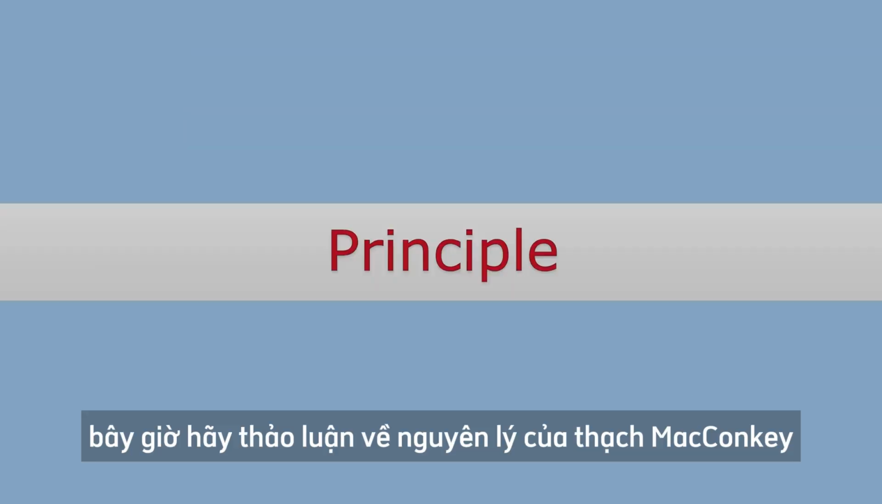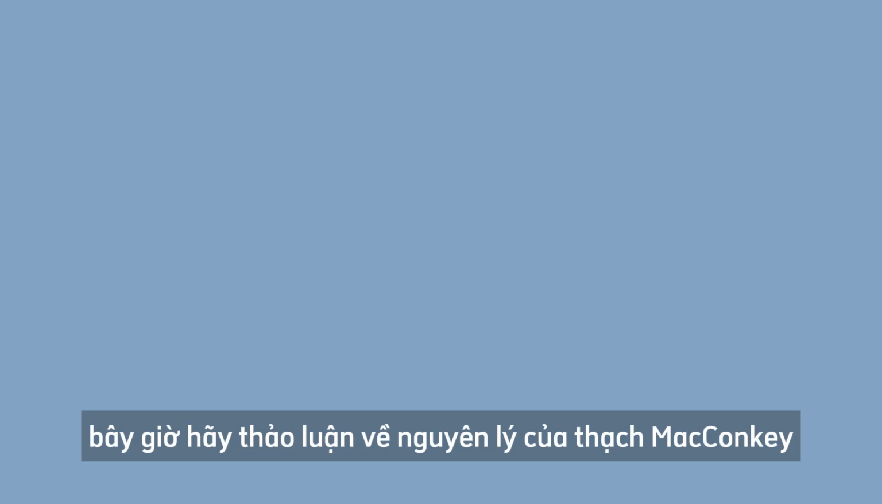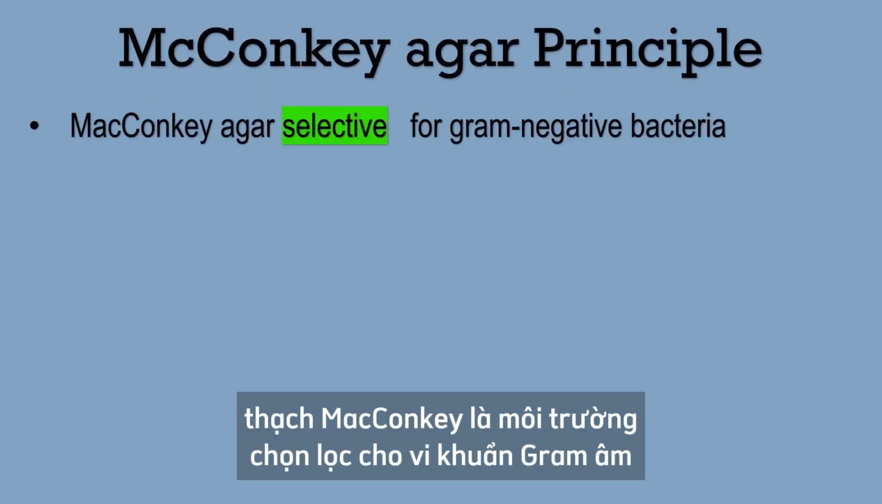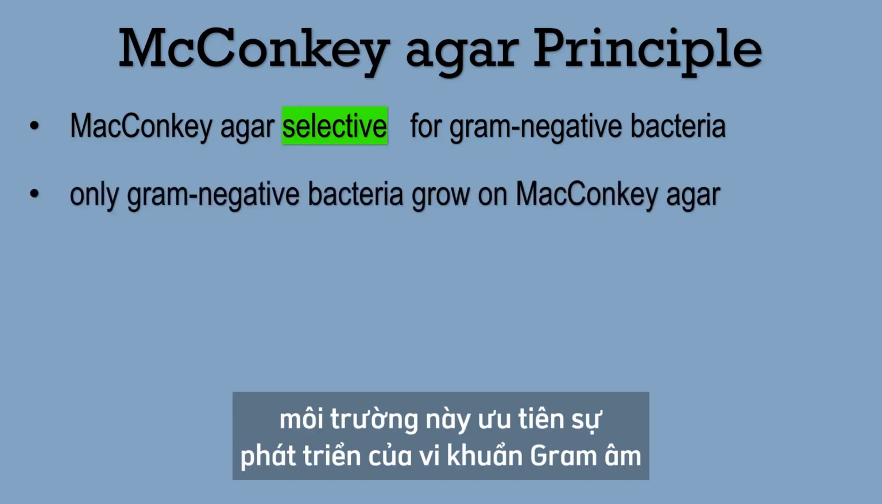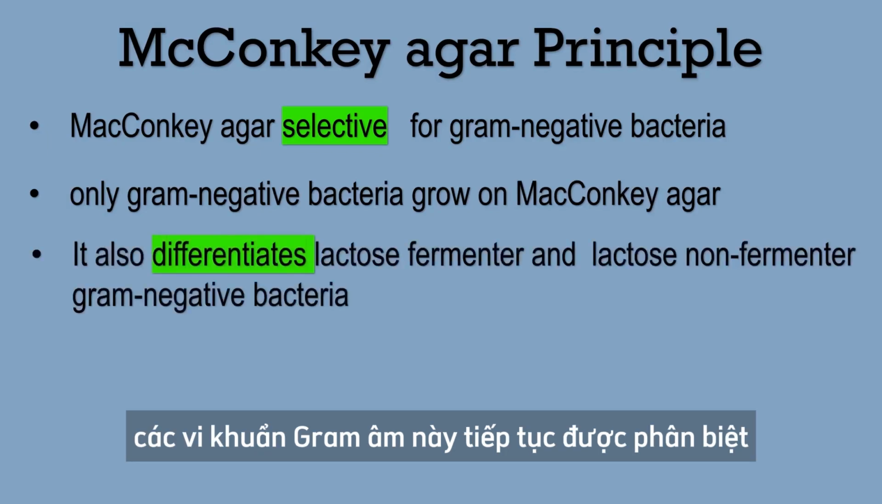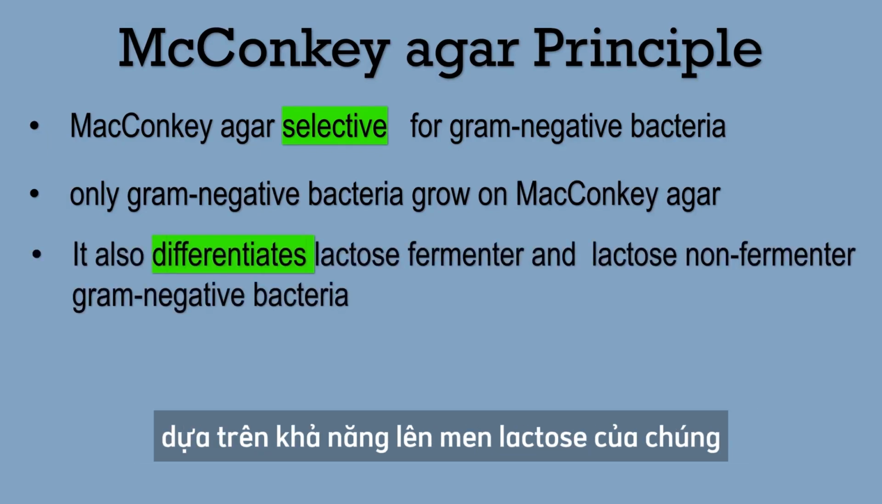Now let's discuss the principle of MacConkey Agar. MacConkey Agar is selective for gram-negative bacteria. It favors the growth of only gram-negative bacteria. These gram-negative bacteria are further differentiated on the basis of their lactose fermentation ability.